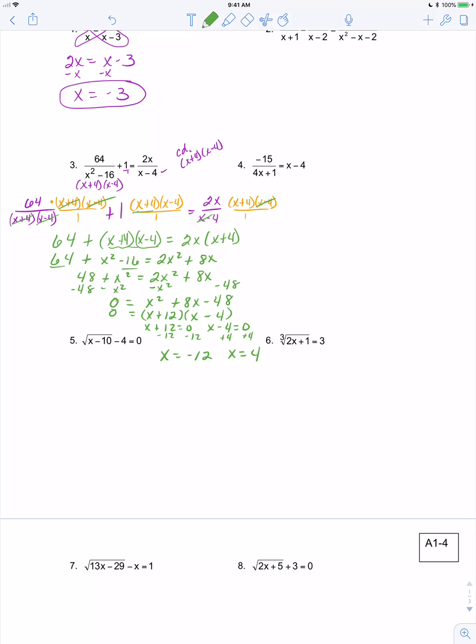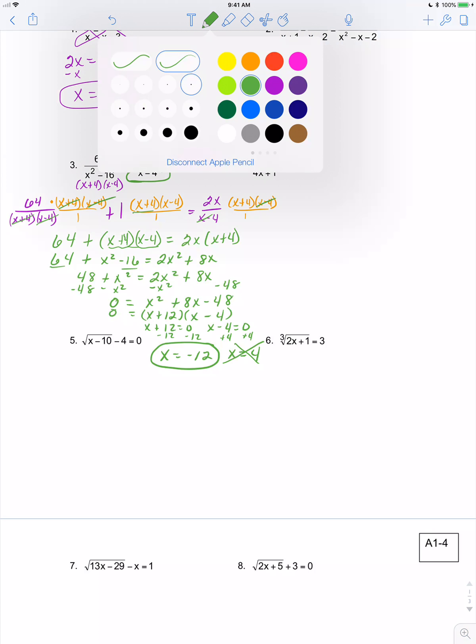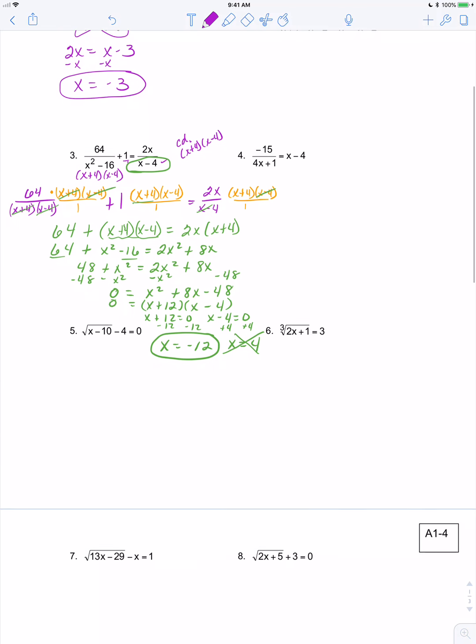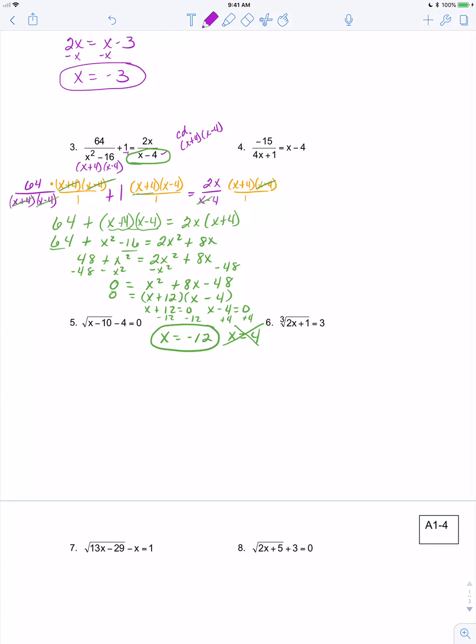Well, notice that positive 4 is an extraneous solution because of the x minus 4, and if x was 4, that would make that 0 on the denominator. So 4 cannot be one of your answers, so only x is equal to negative 12 would be your answer there. So we do have to watch for those extraneous solutions also. Okay, so the next one here is a square root problem. And remember, we are going to isolate the square root part first.